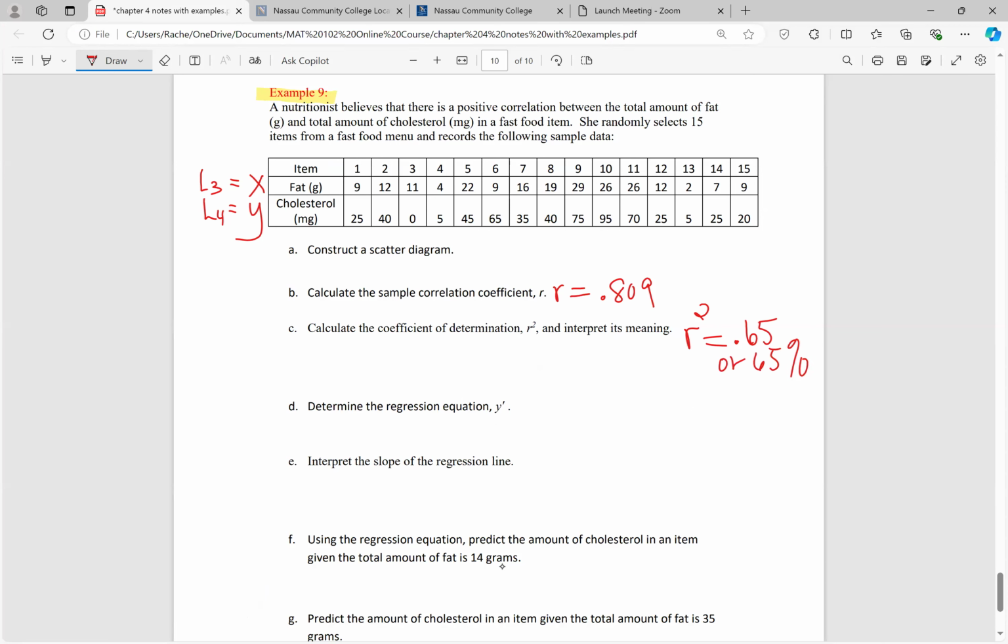Or 65%. Now, the coefficient of determination R squared tells us the percent of the variance in the dependent variable that could be accounted for by the variance in the independent variable. So let's put that in context in this problem.